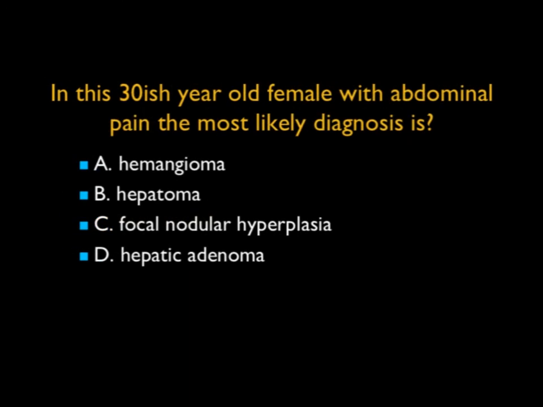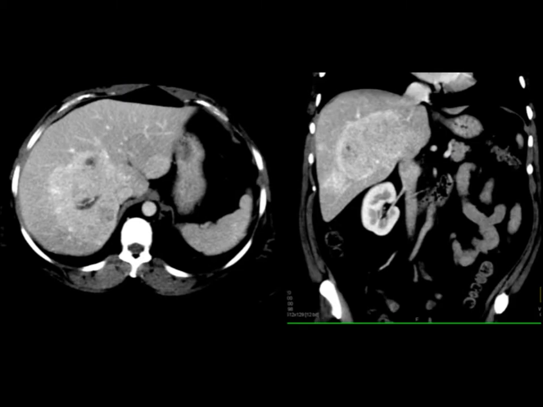A 30-ish-year-old female with abdominal pain. What's the best diagnosis? Well, you see this vascular lesion within the liver. The liver is not cirrhotic. There are several low-density components within this which actually measure fat. This appearance is not a hemangioma, where you would see peripheral puddling and filling in. It's not FNH. That's more homogeneous, and FNH is also a bit brighter.